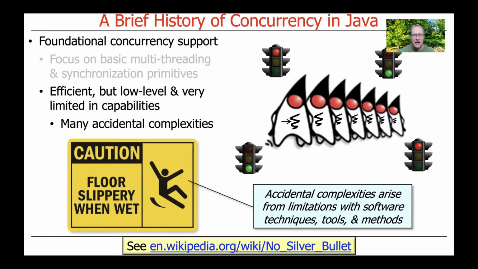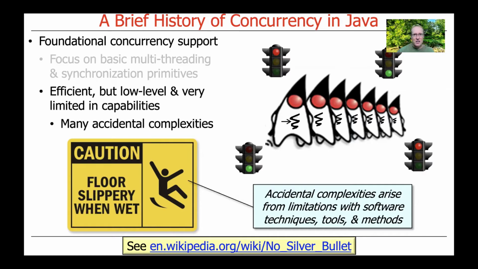And an accidental complexity is a complexity that arises due to some limitations with the software tools, languages, techniques, methods, processes, etc., that we use to build our programs, rather than something that's inherent in the domain of concurrent programming or parallel programming or whatever application domain you're working in. There's lots of inherent complexities, of course, with concurrency and parallelism, but these things are just due to the fact that the mechanisms that were available in the first version of Java were just very simple, maybe simple-minded is a good way to put it.